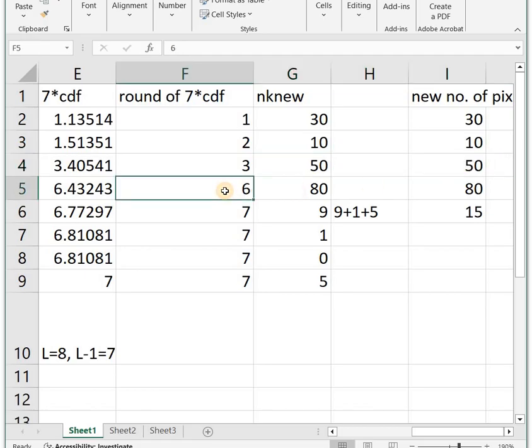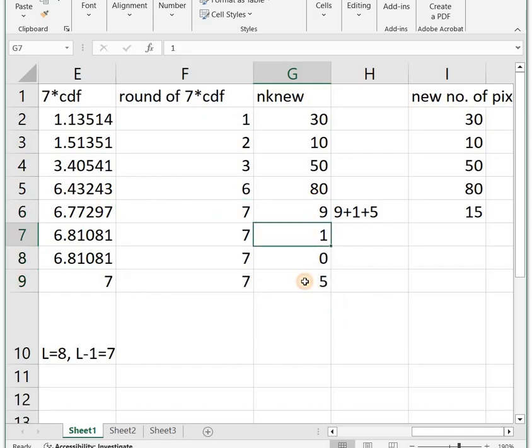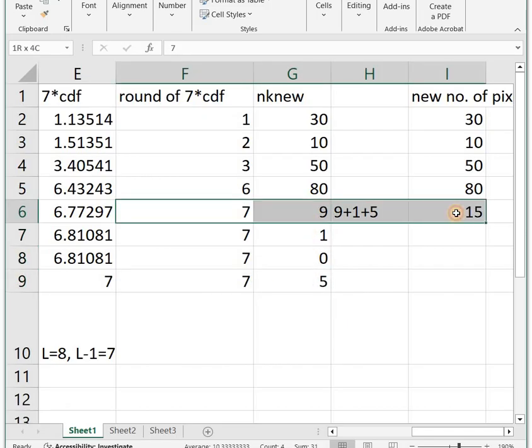For 4 and 5, I have nothing as of now. For 6, what do I have? I have 80. But see, for 7, how many do I have? I have 9 plus 1 plus 5. So for 7, what will I write? 9 plus 1 plus 5, that is 15.